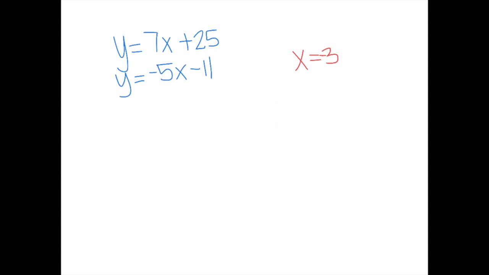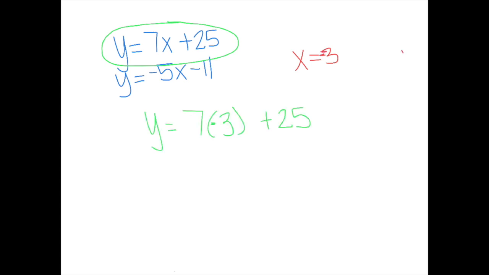Now that I've solved for one variable, I need to solve for the other. So I'm going to go back to my original equations, keeping in mind the answer I just found. And I need to choose one equation to work with. It does not matter which equation you work with, I just chose the top one. Once you choose one, you're going to plug in the variable you just solved for.